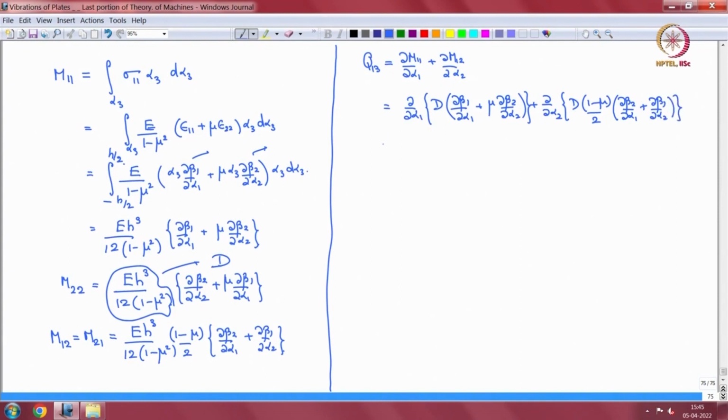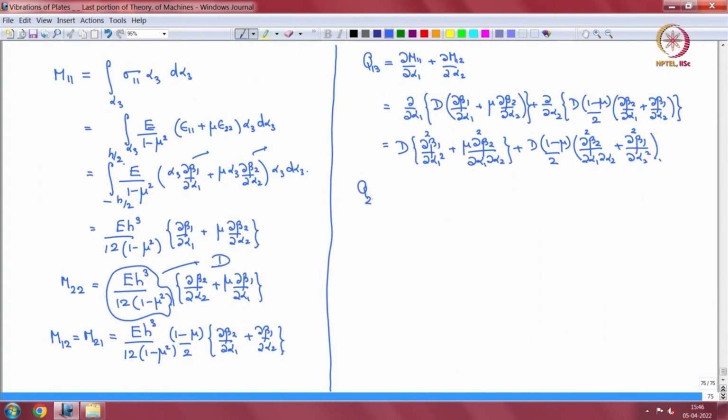So, that gives me D times (∂²β1/∂α1² + μ ∂²β2/∂α1∂α2) plus D(1 − μ)/2 (∂²β2/∂α1∂α2 + ∂²β1/∂α2²).